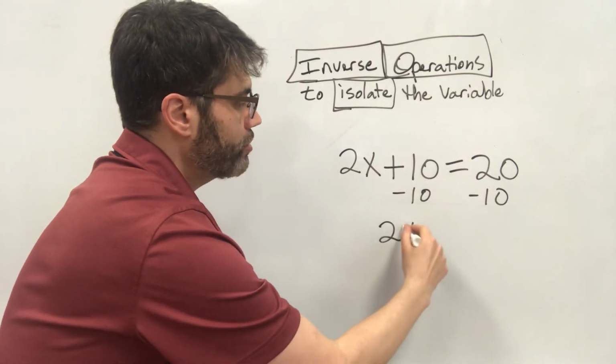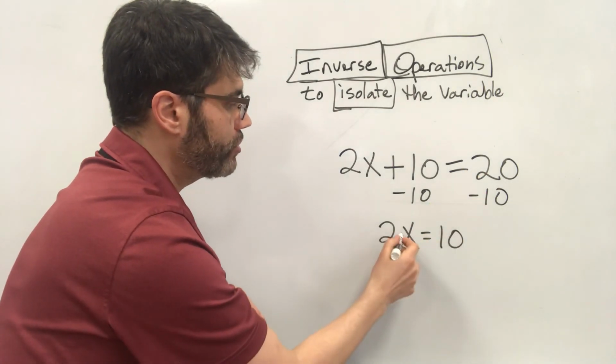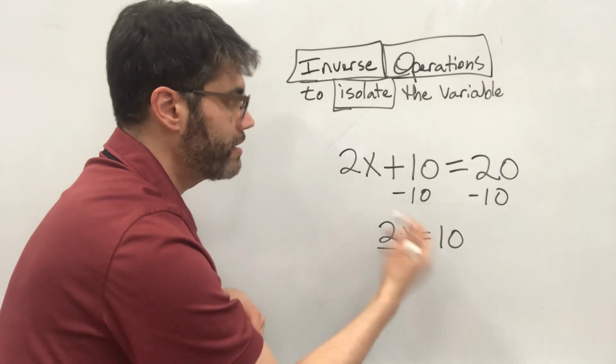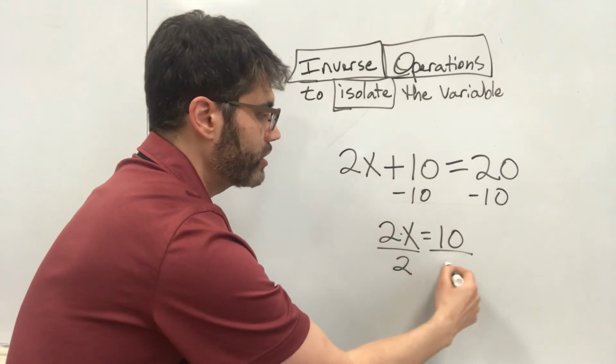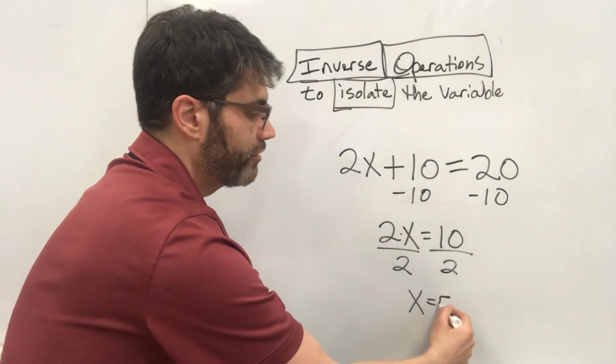So now I'm left with 2x on this side. 20 minus 10 is 10. Now, this is 2 times x. I'm going to do the inverse operation of multiplication, which is division, to both sides now. I'm left with x equals 10 over 2, or 5.